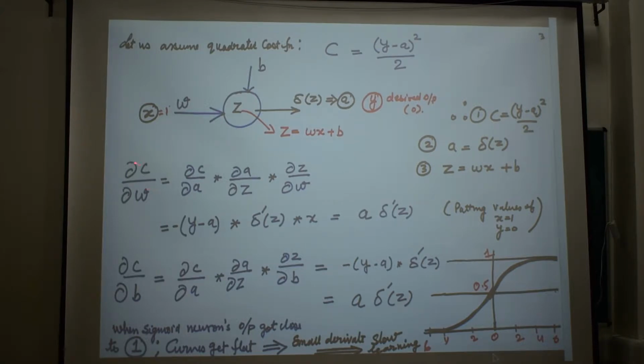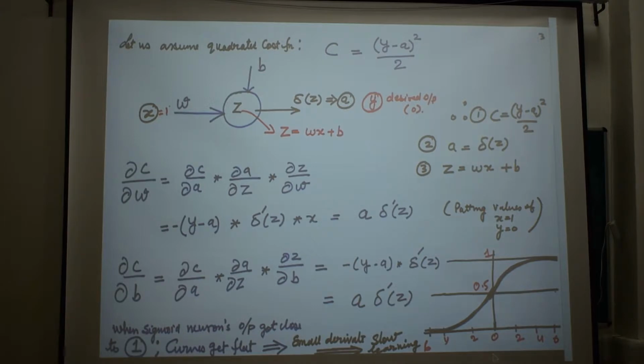You wanted to find out del C by del W, which has to be equal to del C by del A, del A by del Z, del Z by del W, because C depends on A, A depends on Z, and Z depends on W. So you wanted to differentiate C with respect to W. That's why C to A to Z, Z to W. Then you differentiated them and found this value, and X is always equal to 1, so you get A multiplied by sigma dash Z. Similarly, for the other parameter, you have got the derivative like this.